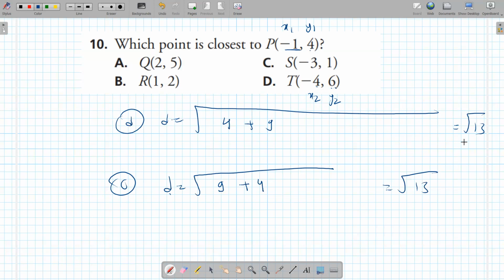We got both answers to be the same. Does that make sense? Did I do something wrong? 1 minus 4 squared plus negative 3 minus negative 1 squared. This is 13 for sure. The next one, 4 plus negative 4 minus negative 1 squared, 9. No, they're both equidistant from the point P, okay? They're both root 13s.